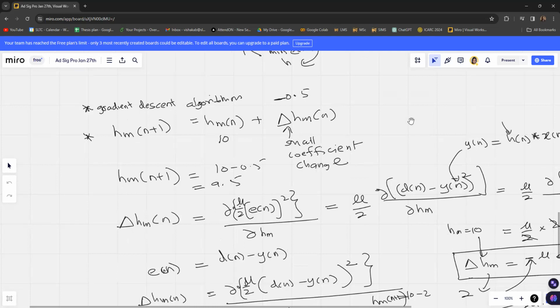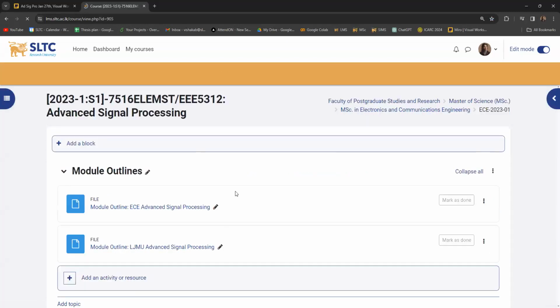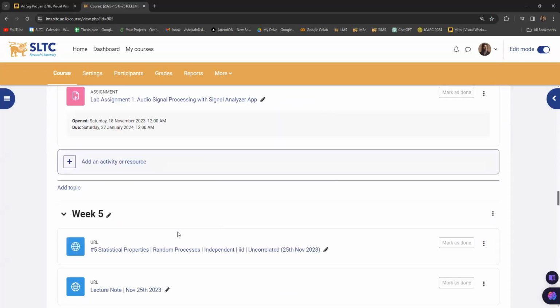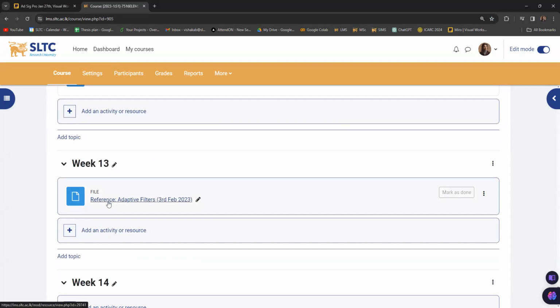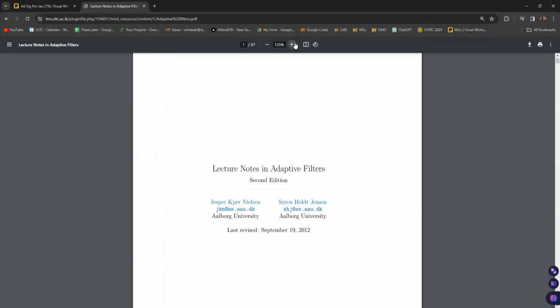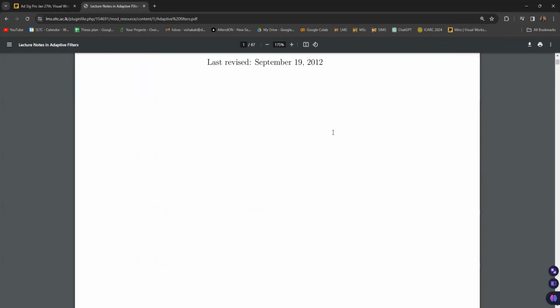So that is, I think, what we discussed in the last class. So I will continue with that. Before going to that, I also want to share with you that in the LMS, I have provided you a lecture note under the week number 13. I have given this reference material, and you can go to that and refer to some notes related to adaptive filters.